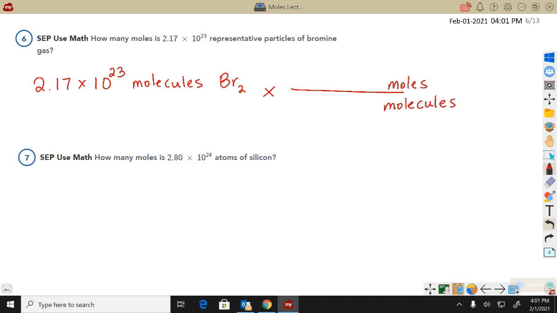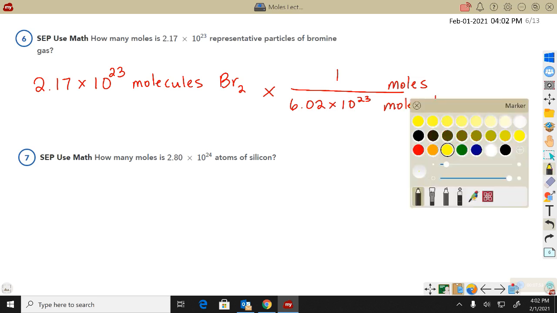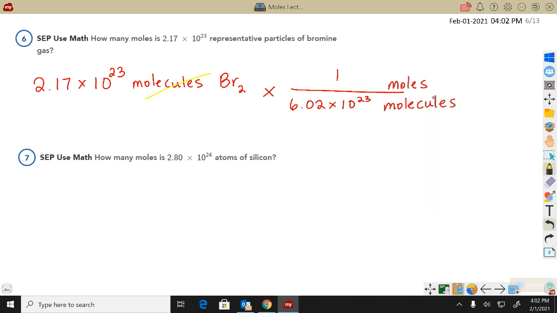Once I put my units in, now I can plug in my relationship. 1 mole of anything is 6.02 times 10 to the 23rd particles. Again, it would have been the same setup whether you used atoms of just Br or here molecules of Br2. It's 6.02 times 10 to the 23rd particles in 1 mole of anything. It really doesn't matter if it would have been listed as an atom or a molecule. All right, so now for the satisfying part. I can cross off molecules. The unit that I have left is the mole.